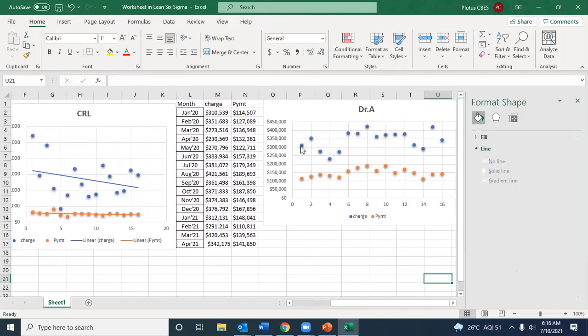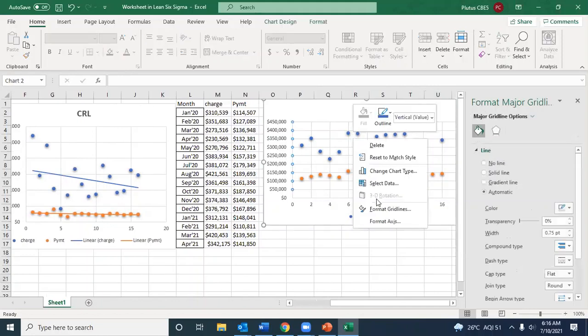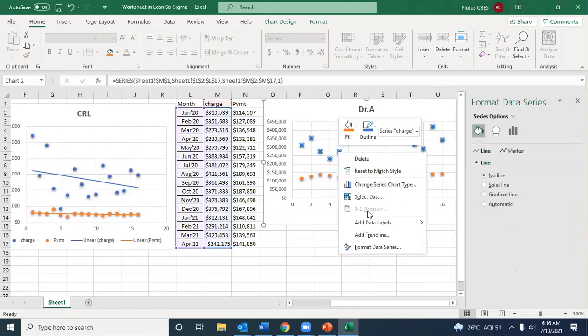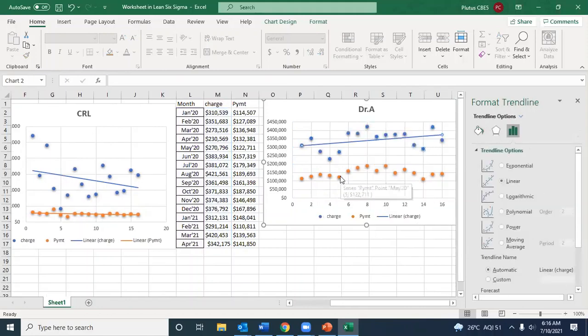See here, when your charges are increasing, your payment is increasing, right? And there is a flow. If you compare here, see your flow, when the charges are increasing, your payment is slightly increasing, right? From your start point to end point. That is called your correlation.